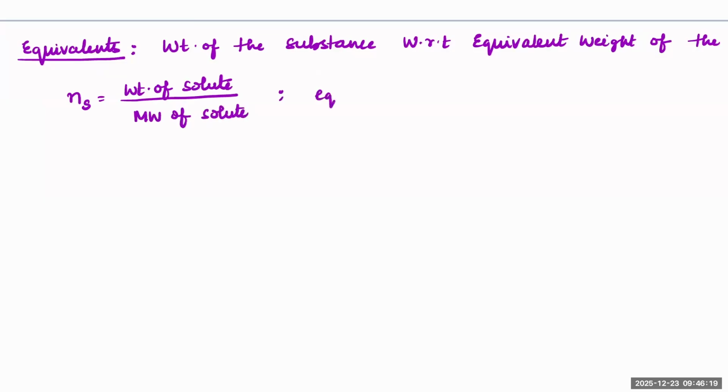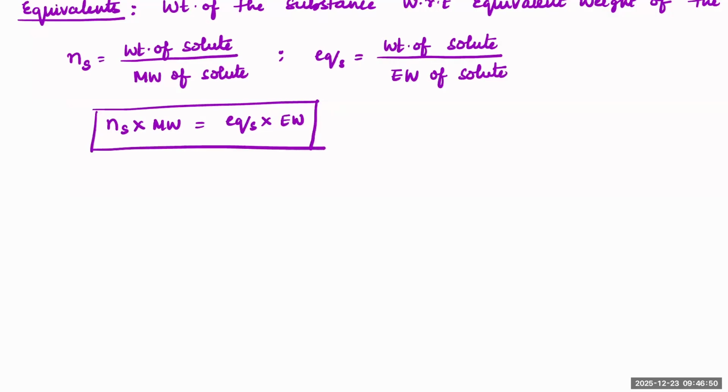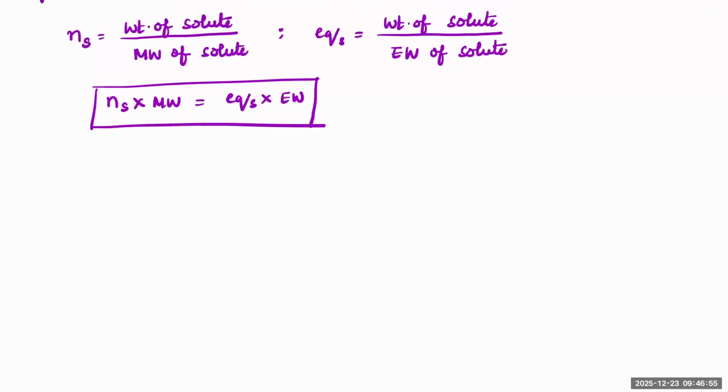On similar lines, equivalents of a solute is equal to weight of solute upon equivalent weight of solute. So that's one close relation between number of moles. You can see number of moles of solute into molecular weight is equal to equivalents of solute into equivalent weight, right? So this is another important relation we get, how to relate number of moles and equivalents. Got it? Now we are slowly getting into the logic.